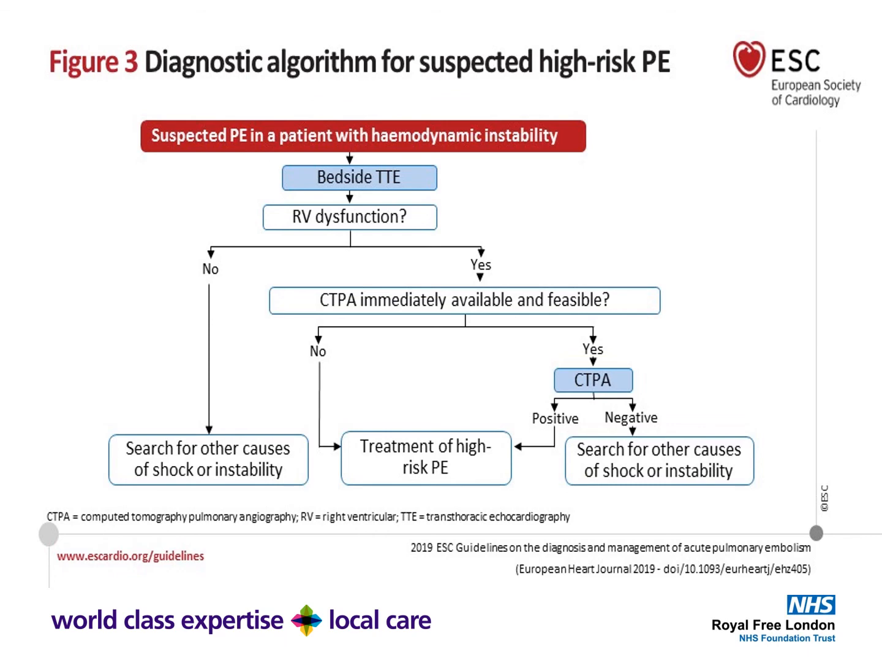On here and the next couple of slides, I've got a diagnostic algorithm for suspected PE. If the patient is haemodynamically unstable, then ideally you should get an echo. If there is RV dysfunction or suspected RV dysfunction, then the next stage, of course, will be CTPA. If the CTPA is positive, then you can treat them. If it's negative, then of course you will need to review the causes for haemodynamic instability. And again, there is a lecture available on shock on Moodle.